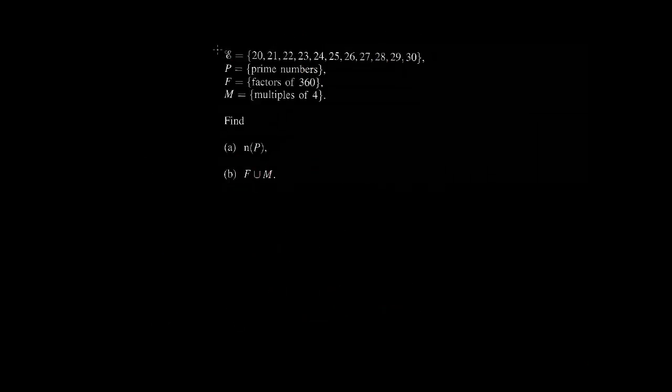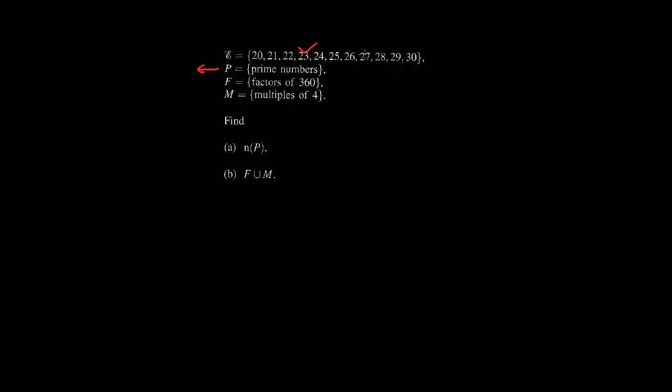Here we have the universal set, and we have prime numbers, factors, and multiples. First of all, what are the prime numbers? Let me use different colors to denote them. Let me use red for prime numbers. A prime number is a number greater than 1 that cannot be divided by any other number but itself and 1. So we have 23 as a prime number.